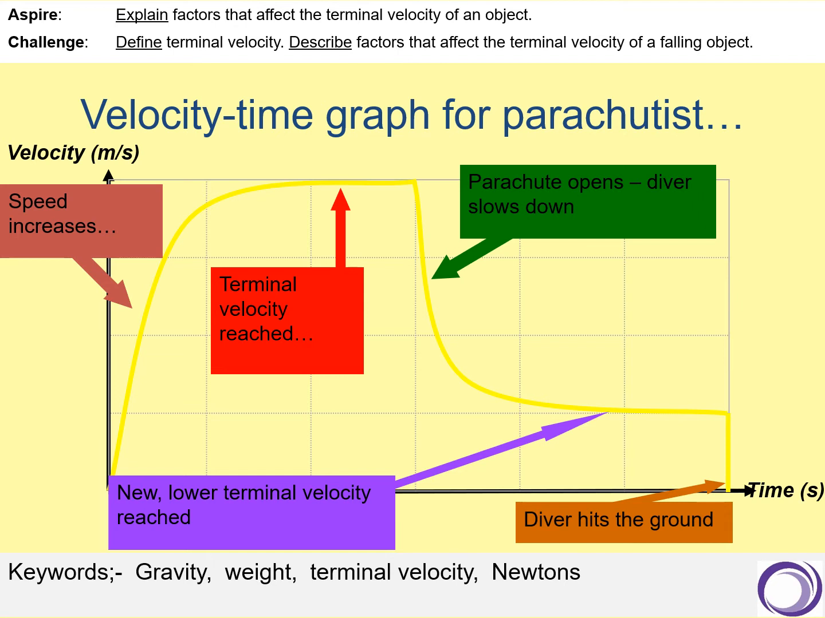So that is what a velocity time graph looks like for a parachute. And it's these bits here, this terminal velocity, the fastest you can fall to the ground, which are important. I'm going to talk about why that happens on this next slide.